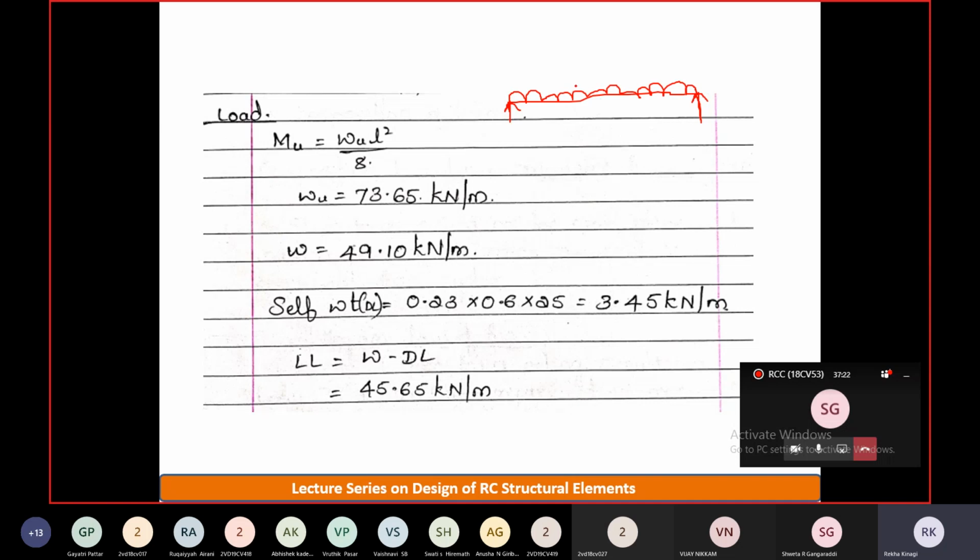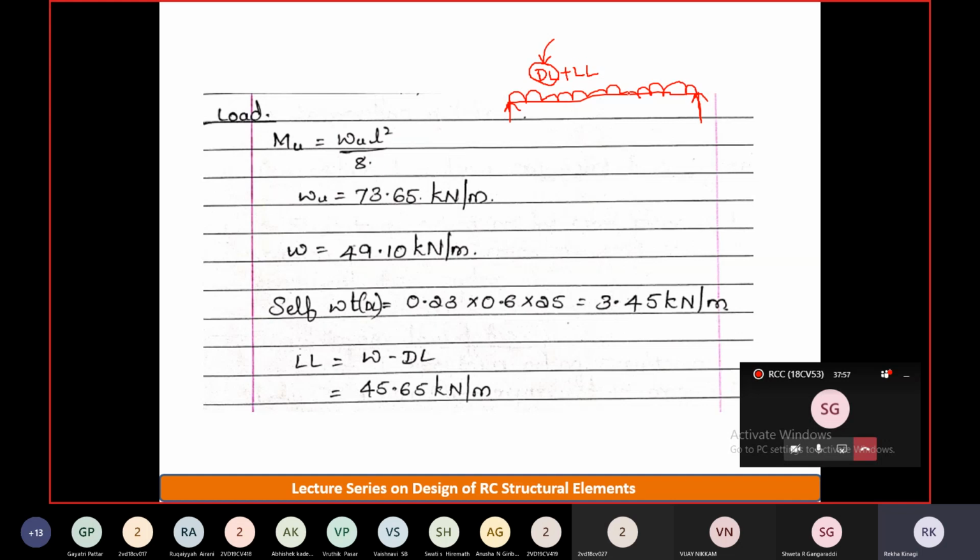This superimposed load or this total load is a combination of dead load plus live load. And since any other dead load is not given, what we'll consider is that the self weight is the only dead load. So out of the total load, if we deduct the dead load or the self weight, we'll be able to get the live load or the imposed load.